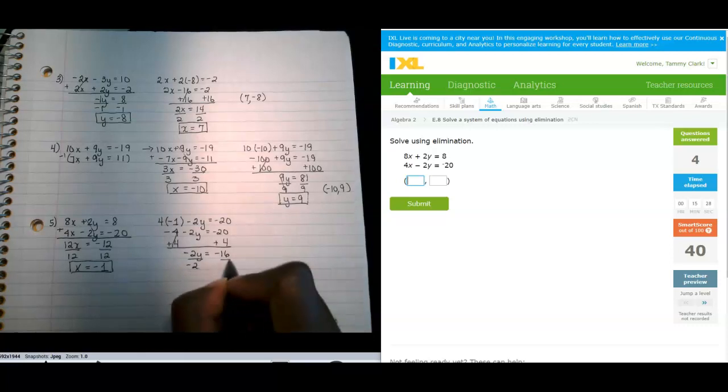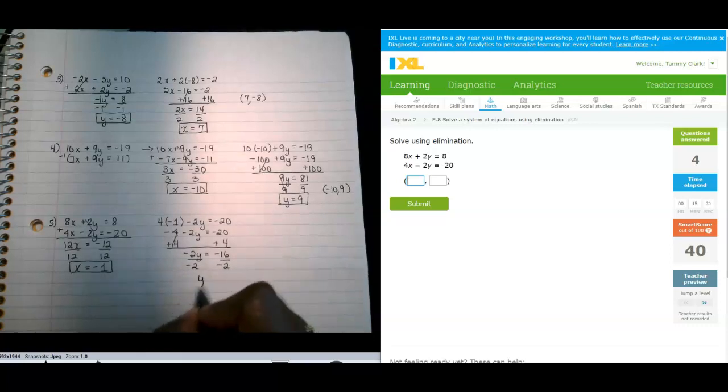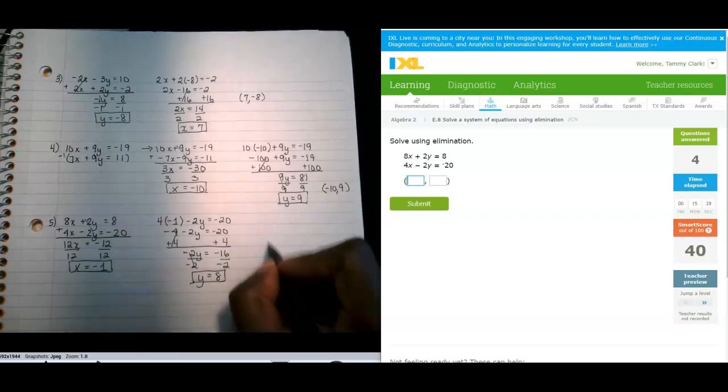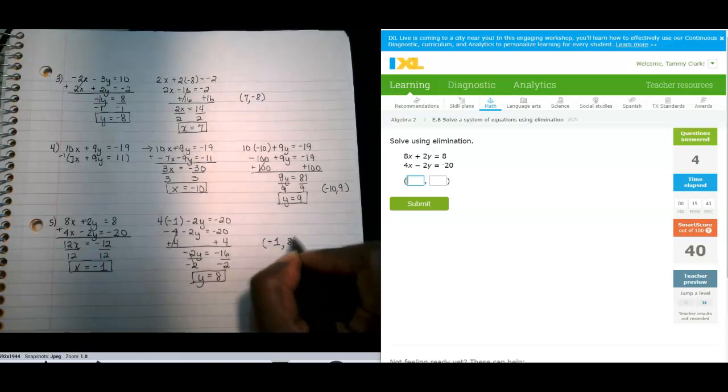Divide by negative 2 on both sides of the equation. Y therefore is equal to negative divided by negative is positive. So that would be positive 8. Therefore our solution would be negative 1, comma, 8.